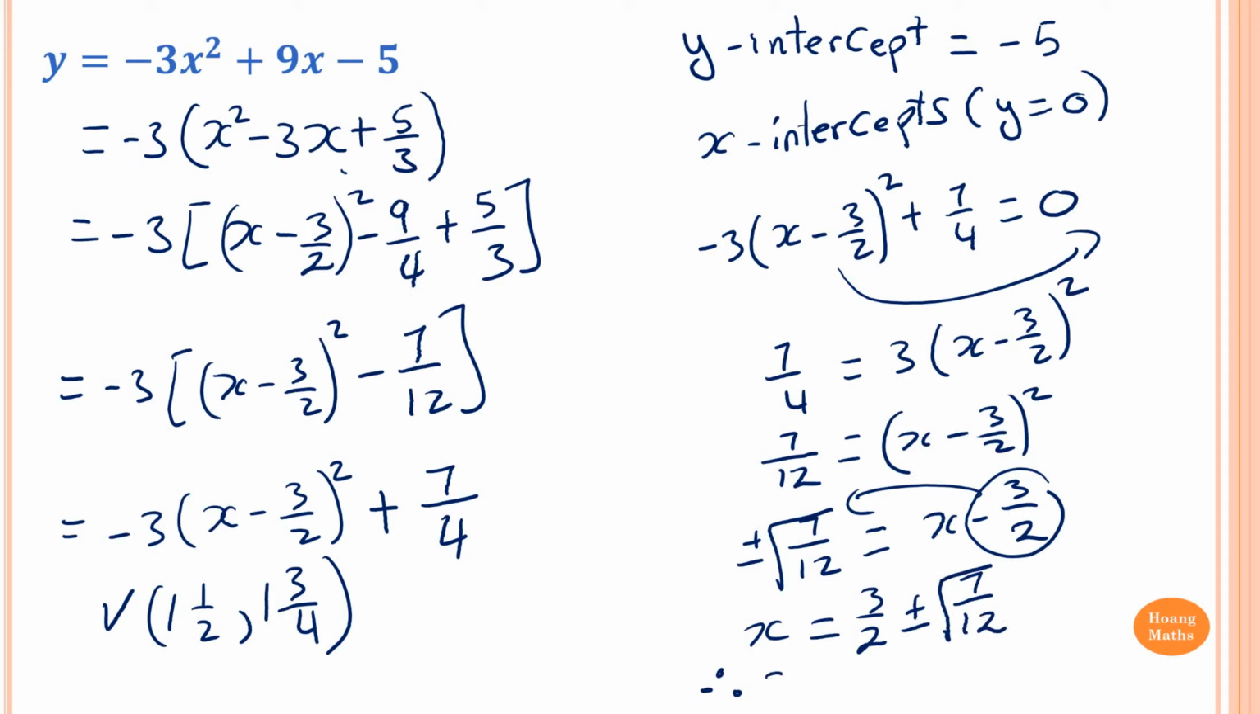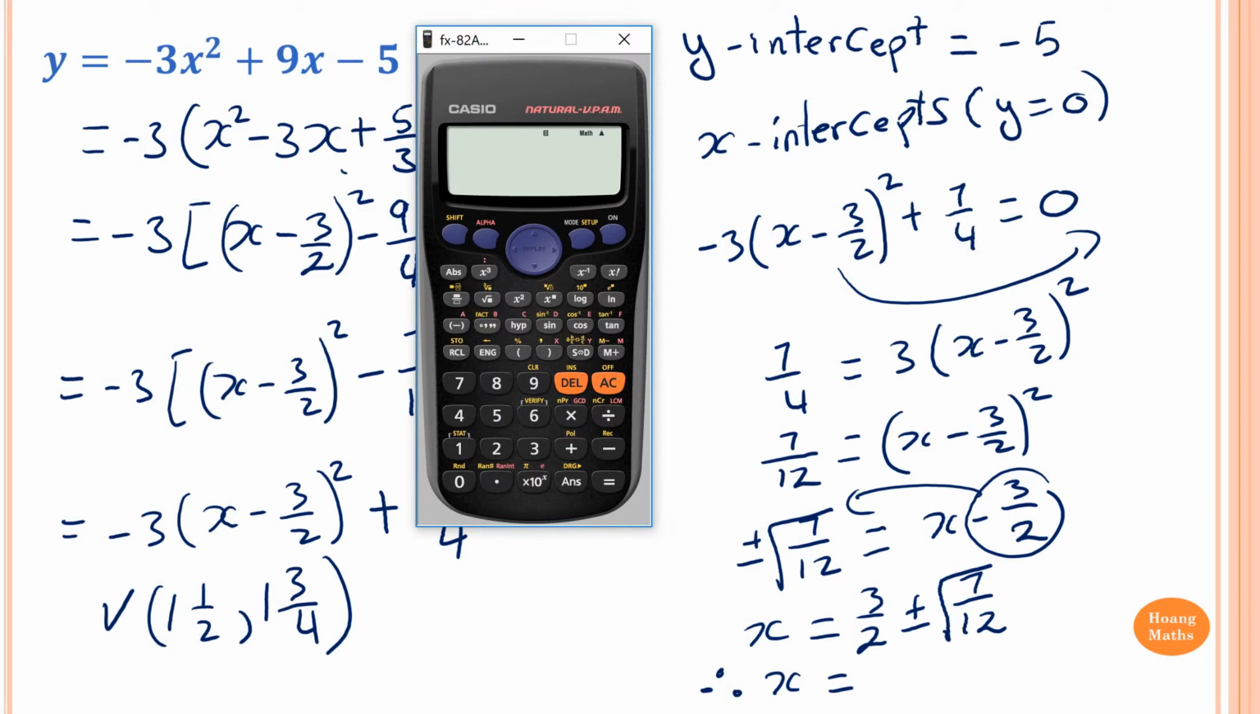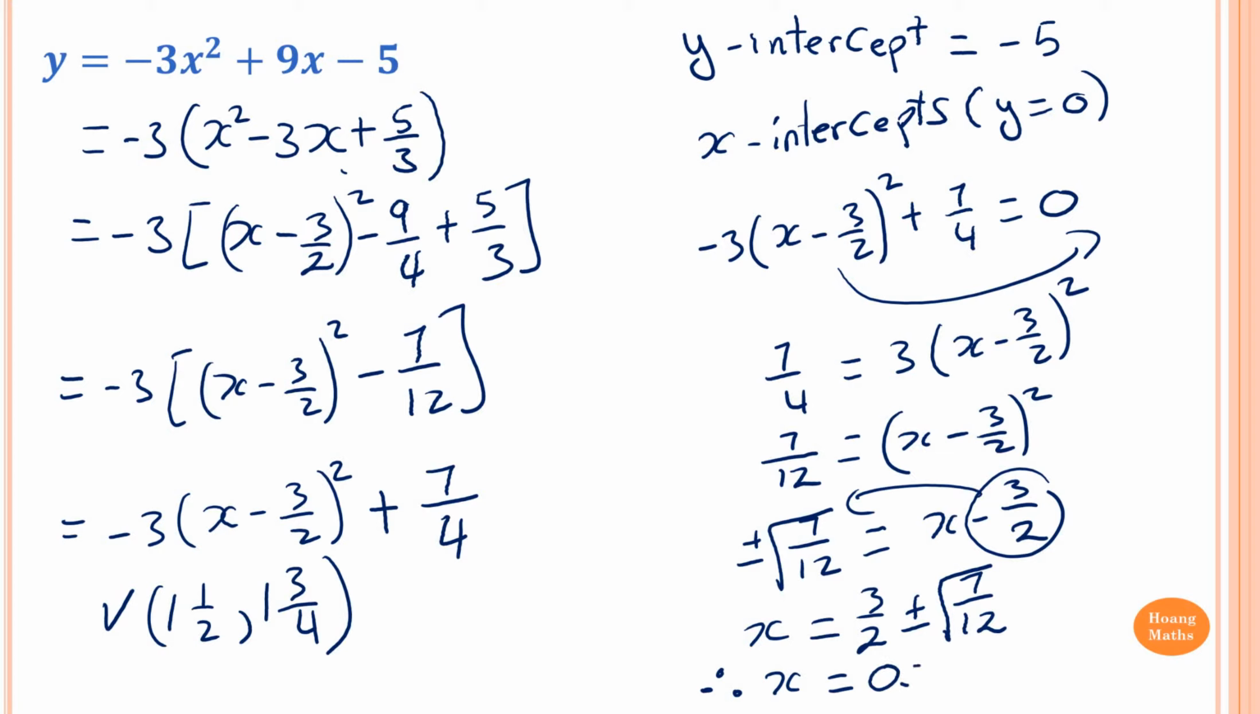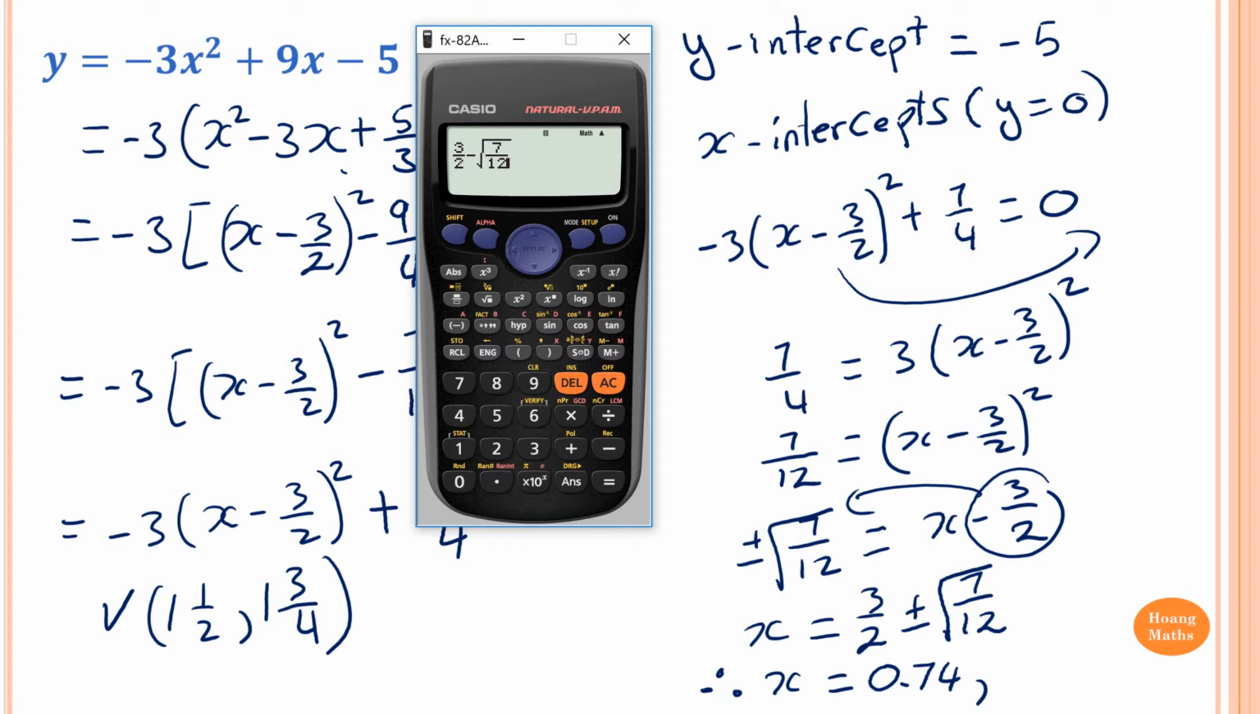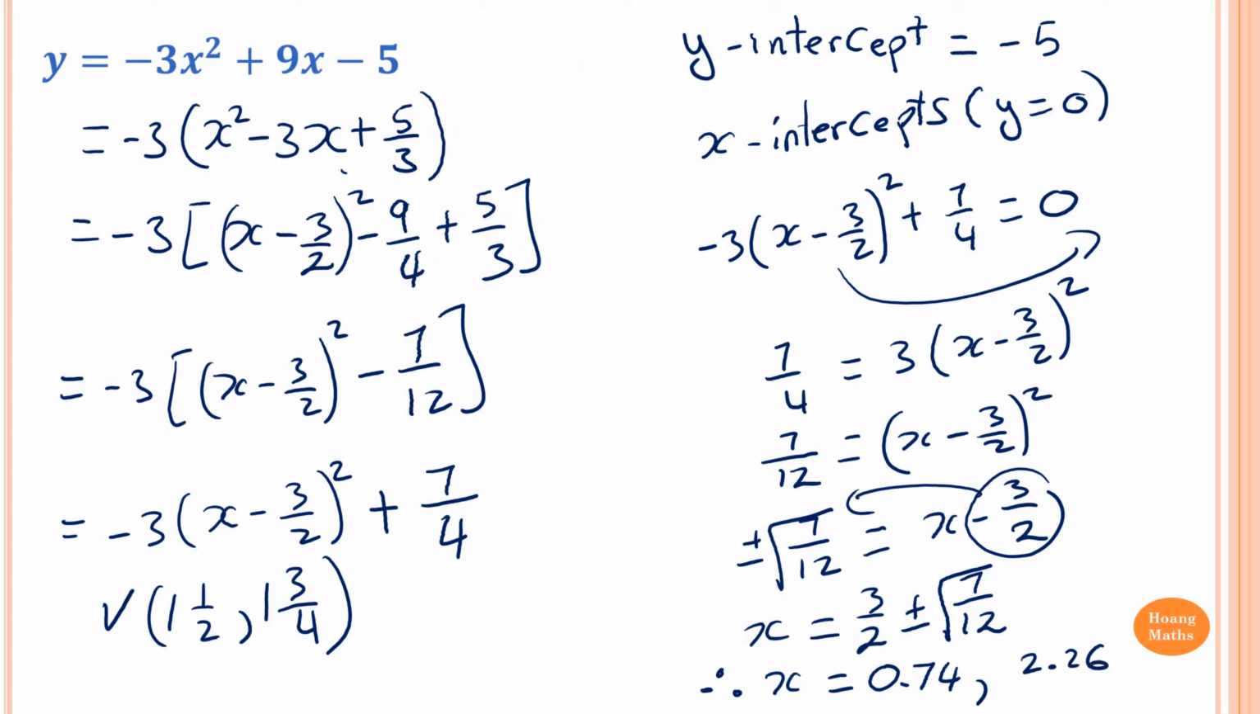So therefore x is equal to, I just put this in the calculator. So 3 over 2 minus the square root of 7 over 12, which gives me 0.74. Or x equals, we're going to do the plus one. So I just move it to the front and change to plus. This gives me 2.26.